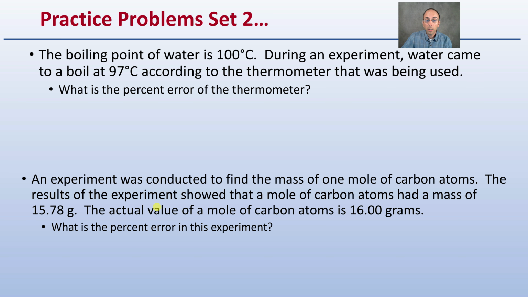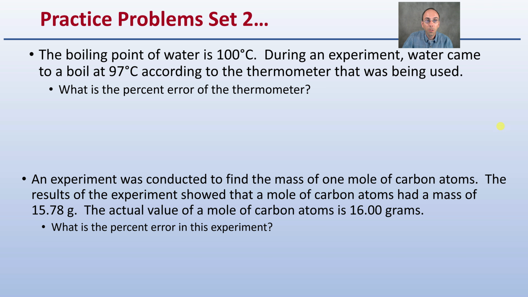An experiment was conducted to find the mass of 1 mole of carbon atoms. The result of the experiment showed that 1 mole of carbon atoms had a mass of 15.78. The actual value is 16.00 grams. What's the percent error here? I'm not going to give you the full breakdown, but again, you might want to just pause the video quick here, or maybe refer back to problem set number 1 to see how we've calculated those, and hopefully get the right answers here.